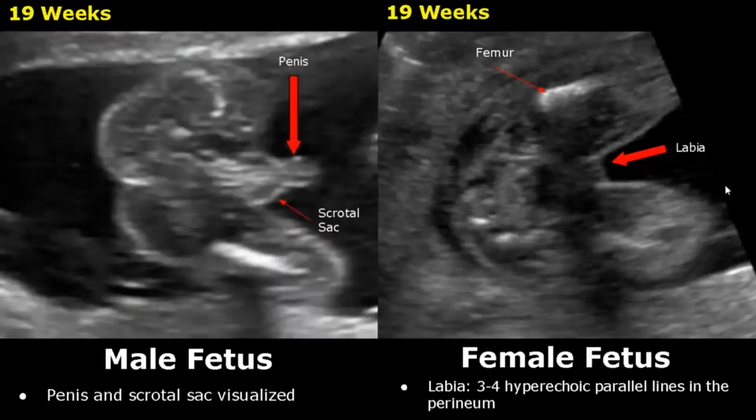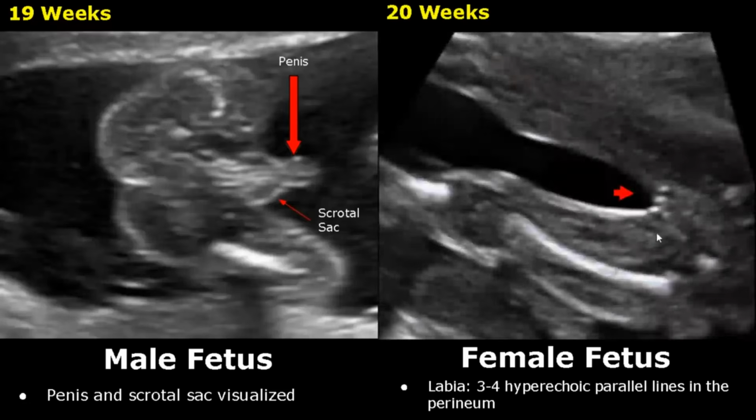As the fetus grows, the genitalia become more prominent and we can see them more easily. Here is a 19 weeks male fetus. We can see the penis and the scrotal sac more clearly. This is an image of a female fetus of 20 weeks. We can see the labia. We can see 3 parallel lines, but in this image they are not appearing as lines. They are somewhat appearing as dots, but it is still helpful in determining the gender.